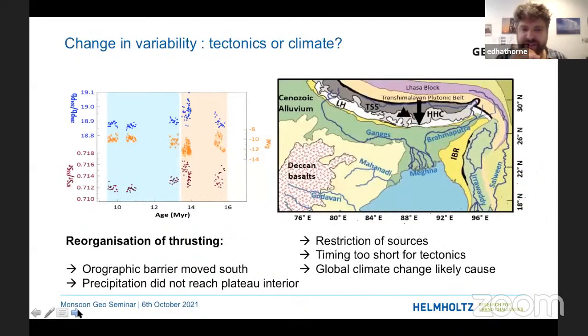What could be driving this? Now, there is this tectonic reorganization at the time. This could have moved the orographic barrier further south, causing precipitation not to reach into these sedimentary series and the high Himalayan rocks so much, which could be restricting these sources. But ultimately, the timing is too quick. The time is too short for tectonics, and it's likely that this is reflecting the global climate change of the global Miocene cooling.